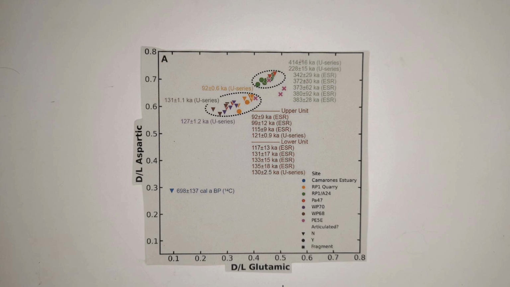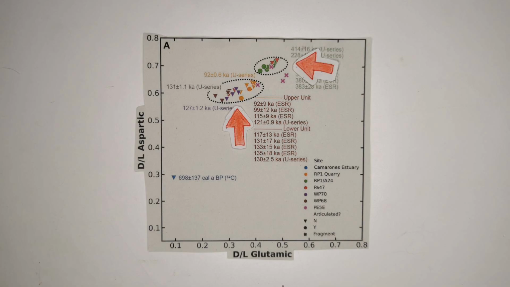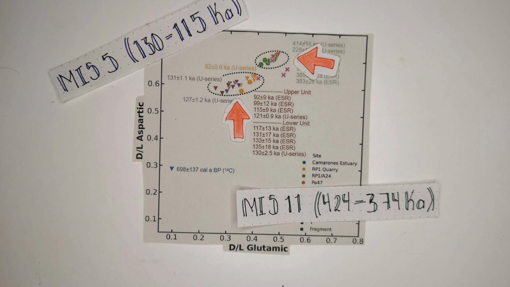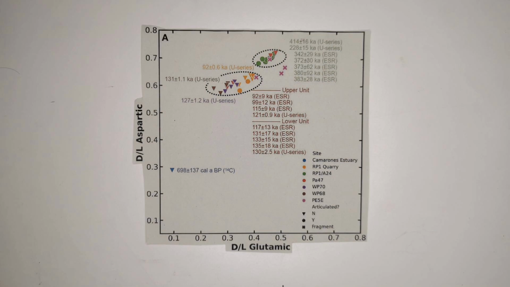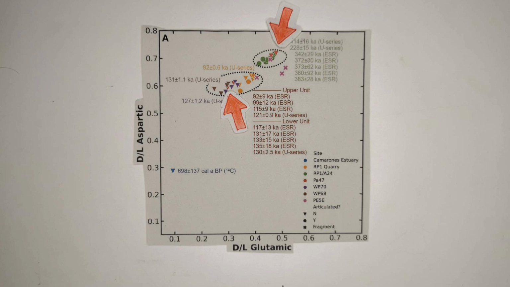As you can see in this figure, when we plot the D/L values from the aspartic and glutamic amino acids, beyond the Holocene ridge, the Camarones beach ridges could be associated with at least 2 interglacial periods, consistent with previously published results, for example, MIS 5 and MIS 11, although some discrepancies are present. The AAR results also show mixed-age deposits. See the red triangles, indicating reworking of older deposits into younger ones.